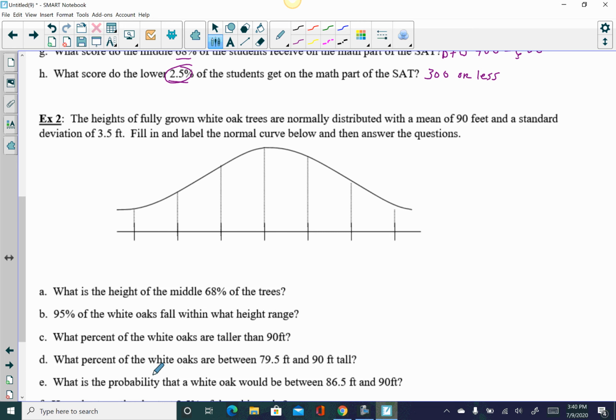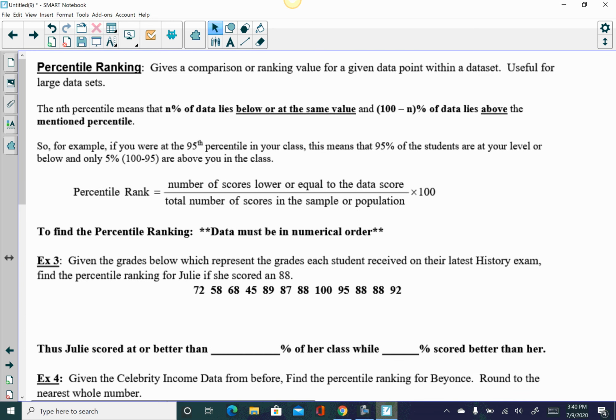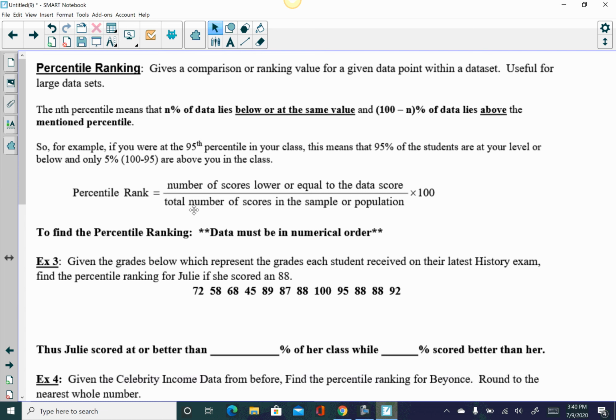All right, I'm going to flip it on over then to the last page, and on this page we're looking at our last definition for this section, which will be percentile ranking. It's another way to analyze your data. And with the percentile ranking, it's basically just giving you a comparison or ranking for a given value or given data point within a data set.